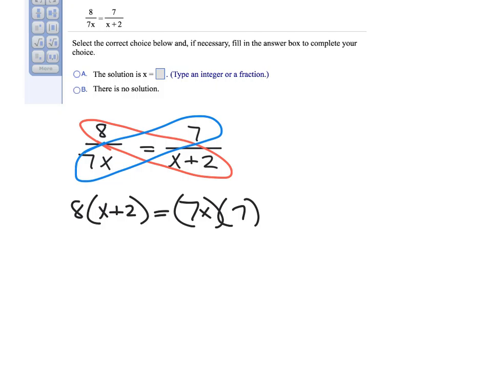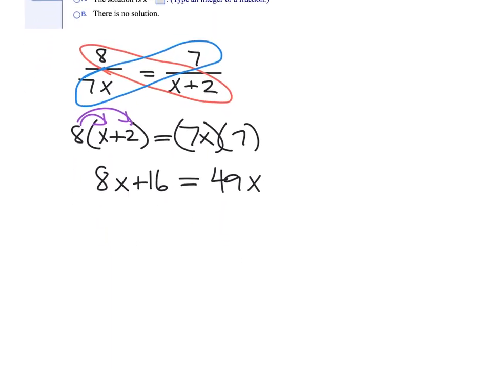So we've got the distributive property here. This is not the distributive property because there is no plus or minus sign. So this is the distributive property, so we end up with 8x plus 16 is equal to 49x. And solving this equation, we need to get all the x's on one side and all of the constants on the other. So I'm going to subtract both sides by 8x. That makes this go away. So we're left with 16 is equal to 41x.